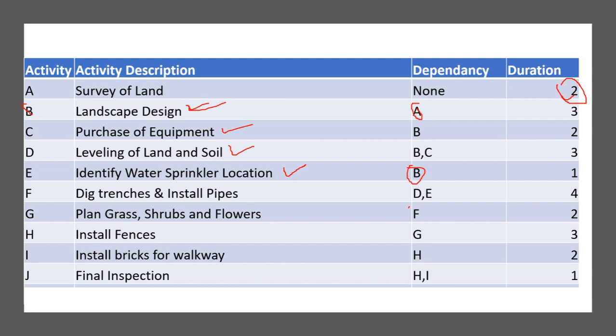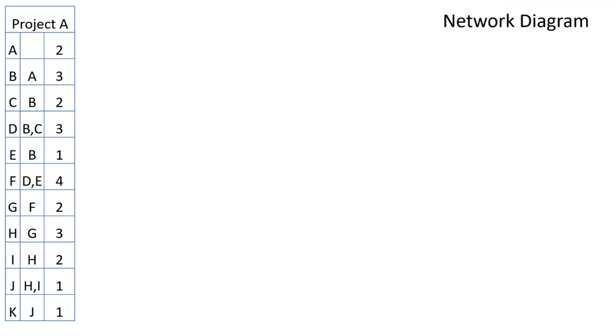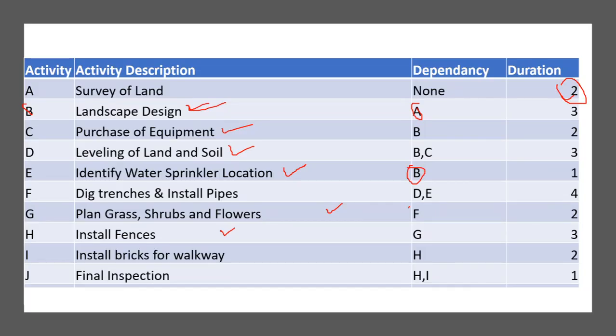And once this is done, final inspection will be done. So final inspection will be done only once the fence and brick walkway are completed. So we cannot have the final inspection done at this stage or at this stage. And once the final inspection is done, after that we will have the project handover, which is activity K. It is again going to take 2 days. Because the duration is not mentioned whether it is days or months, we can mention it is days.